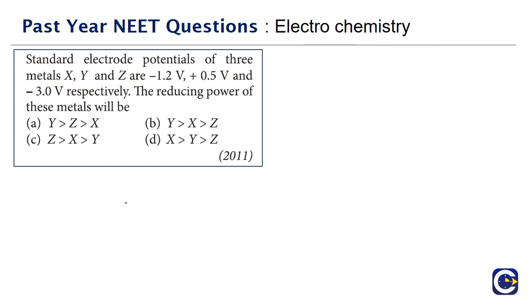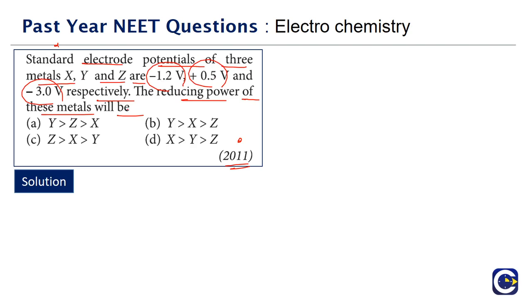Next we have a question that has come in 2011. Again, this is like the first question we have seen in this particular video part. The standard electrode potentials of three metals X, Y, Z are minus 1.2, 0.5 and minus 3 respectively. The reducing power of these metals will be. So whenever these kind of questions are given, it's a standard approach, right? So what do we have to do?